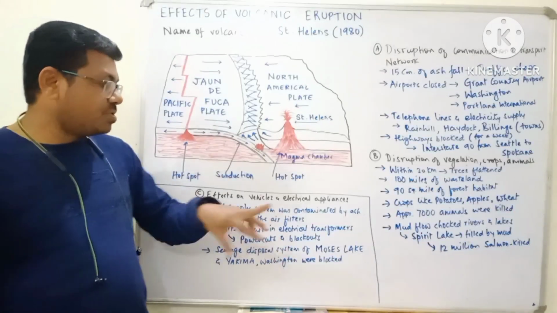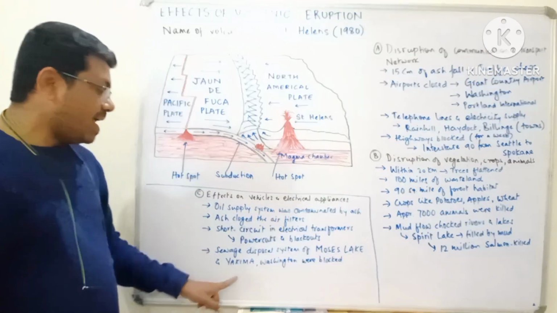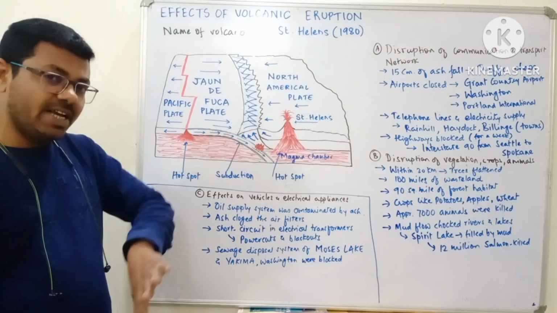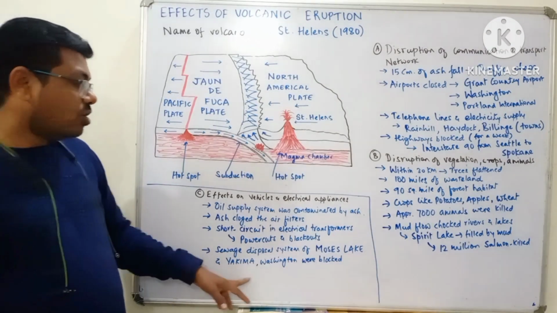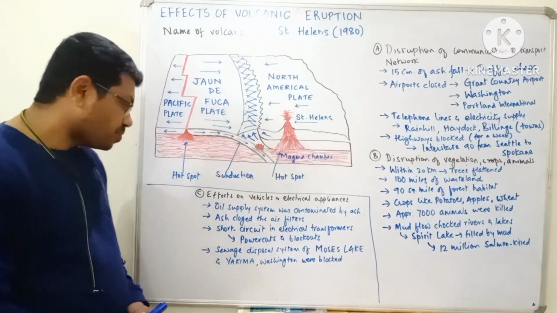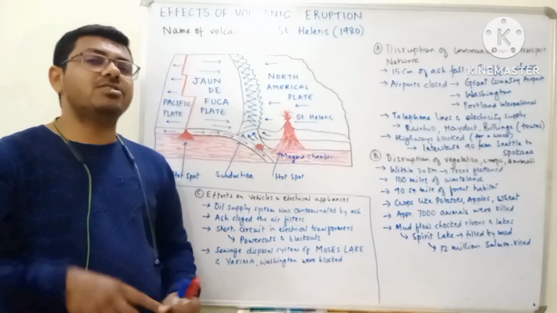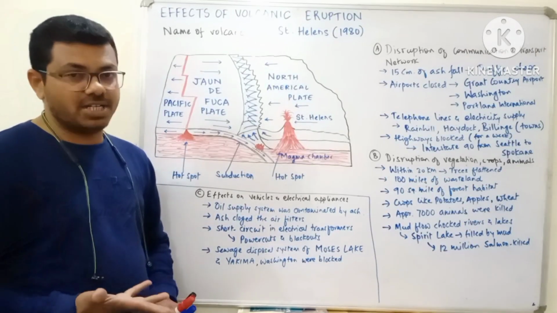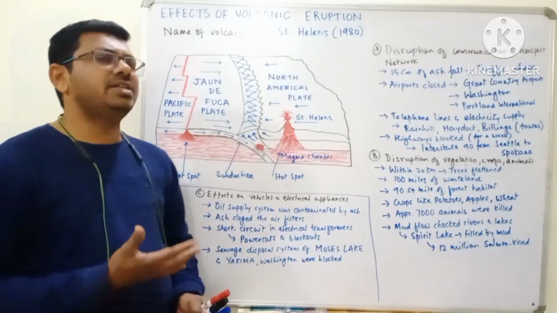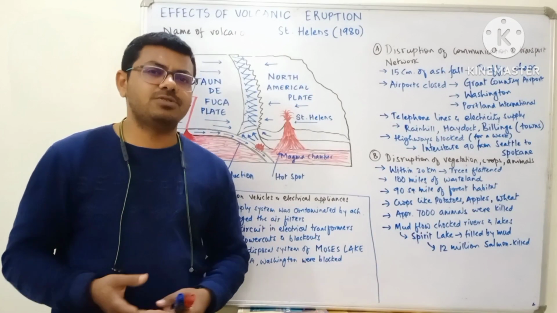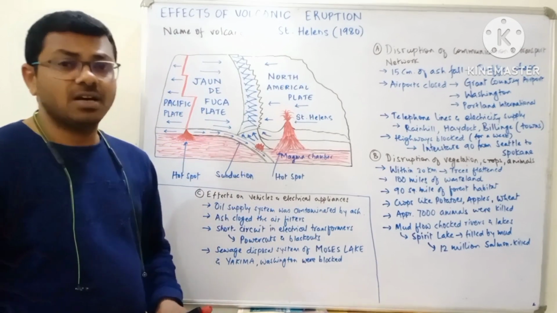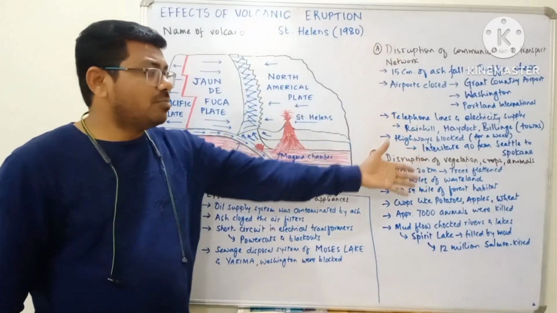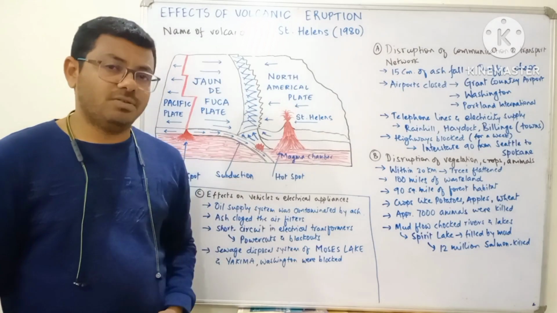And the sewage disposal system of Moses Lake and Yakima, these are two smaller towns located in Washington, was also blocked. Why was it blocked? Again, because of ash. So you can see that most of the disruption was caused by ash, right? Sometimes when we teach this kind of topic, students ask how ash can affect this. But you see here how Mount St. Helens was affected. Most of the things are connected to ash only, right?